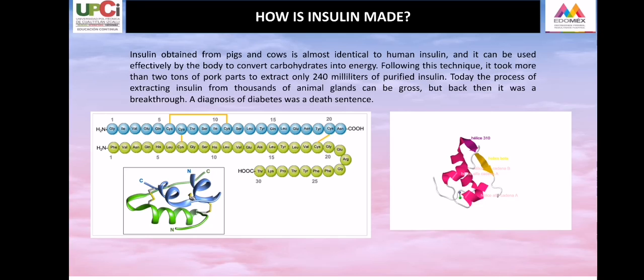The insulin obtained from the pig was almost identical to human insulin, and it could be used efficiently by the body to convert carbohydrates into energy. Following this technique, in total more than 2,000 pounds of pancreas were needed for the extraction of 145 milliliters of purified insulin. Today, the process of extracting insulin from animal glands can be crossed, as it was the breakthrough in the diagnosis of diabetes.